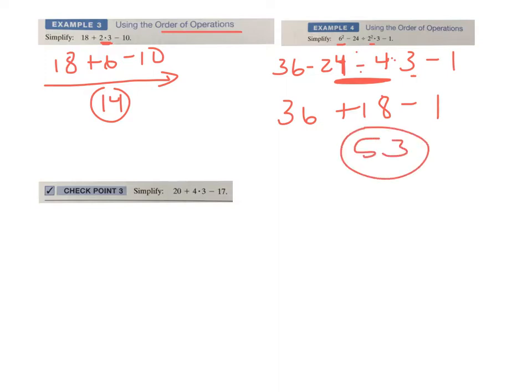Our last problem, we're going to do the multiplication first. So it's 20 plus 12 minus 17. And then I go left to right. That's 32 minus 17. I get 15 as my answer.